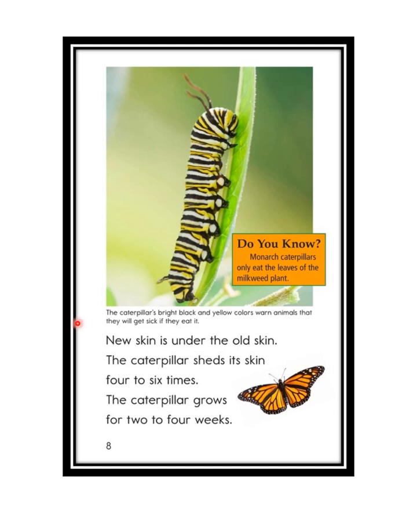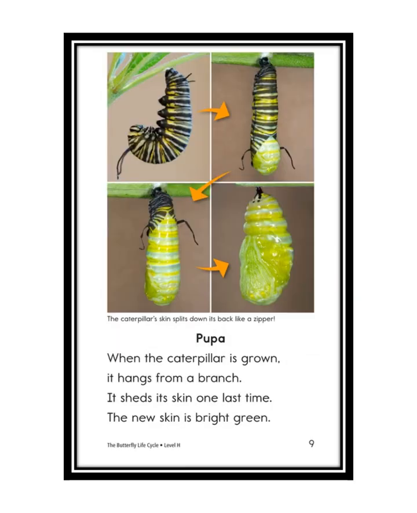Let me read the caption to you. It says, the caterpillar's bright yellow and black colors warn animals that they will get sick if they eat it. Let's read about the pupa.